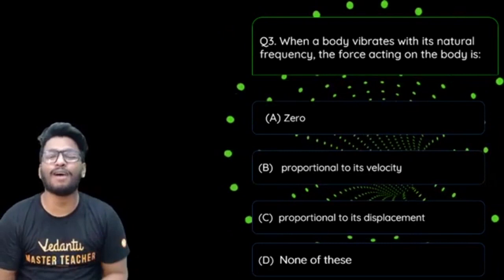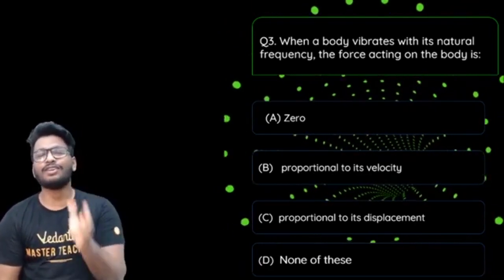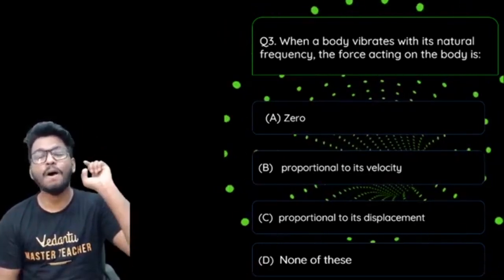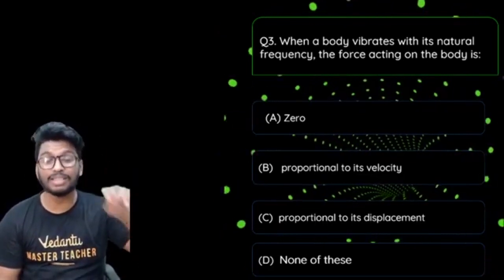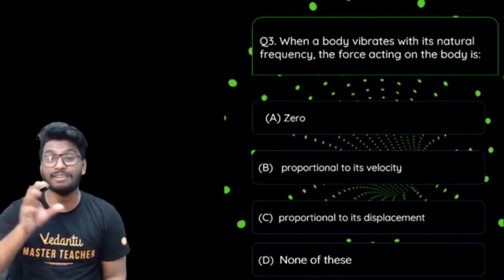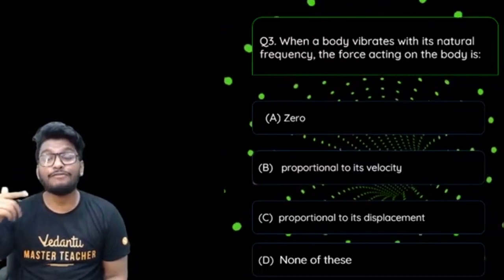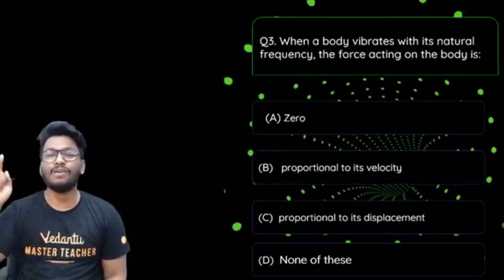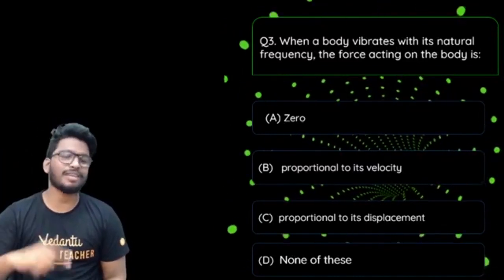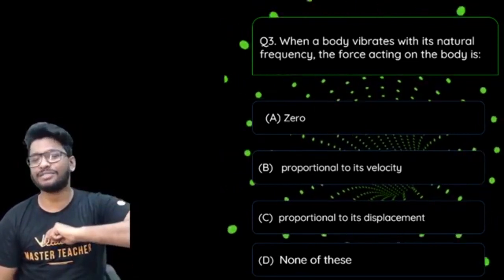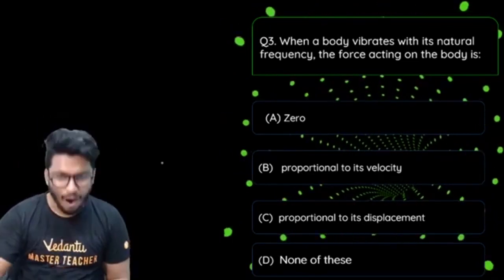Yeah, here we go. Third question. When a body vibrates with its natural frequency, the force acting on the body is zero, proportional to its velocity, proportional to its displacement, or none of these? And the answer to this question, people, is not zero.